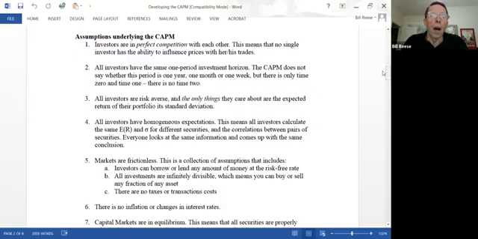Number 2, all investors have the same one-period investment horizon, but the capital asset pricing model doesn't say how long that one period is. In other words, the CAPM is a one-period model. It starts at time 0 and ends at time 1. Well, is time 1 at the end of 1 year? Is it the end of 1 day? Is it the end of a month, a decade, or what is it? Well, it can be whatever we want it to be.